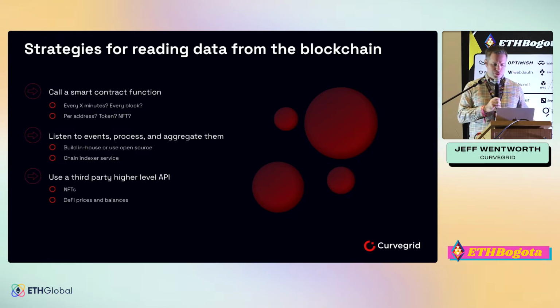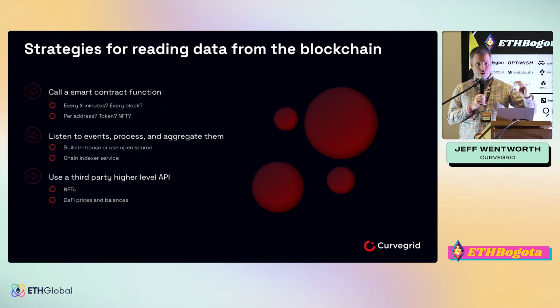And this is, of course, something you can either build in-house or use open source, or use what we would call a third-party chain indexer service. This would be something like the Graph or our own multi-bass event monitor capabilities. Or you can also use a third-party higher-level API, so something like an NFT marketplace API that will just give you all of the NFTs that a particular address owned, or owned at a particular point in time, or all of the DeFi prices and balances.